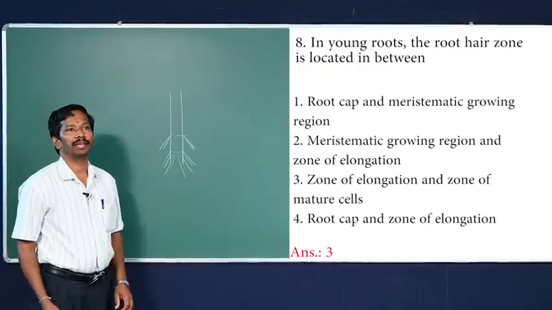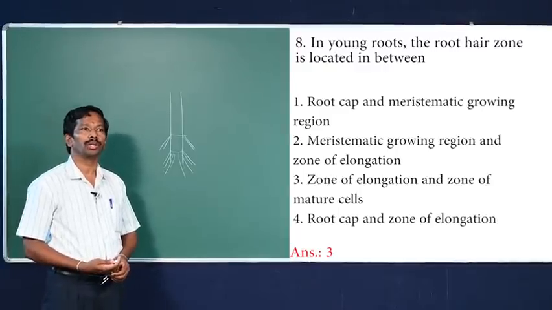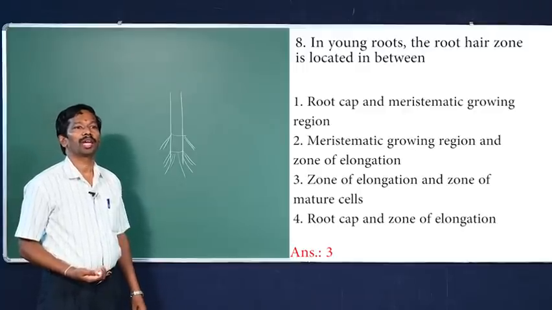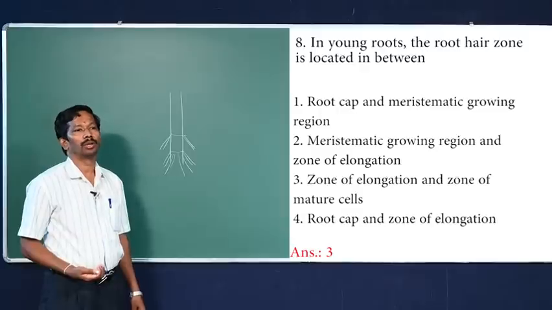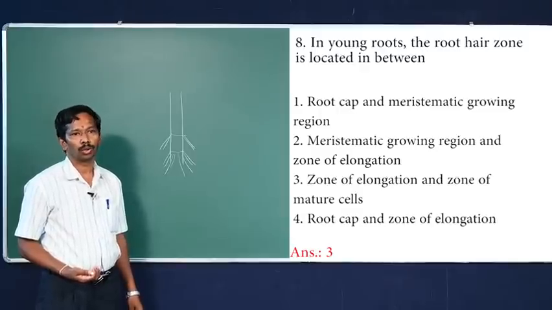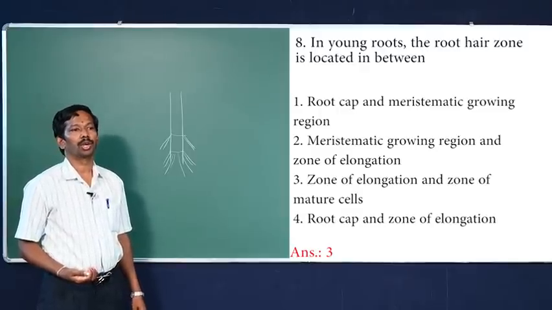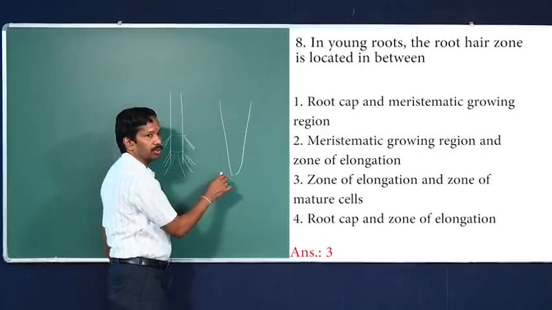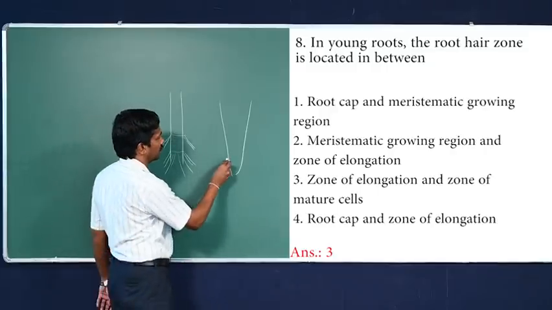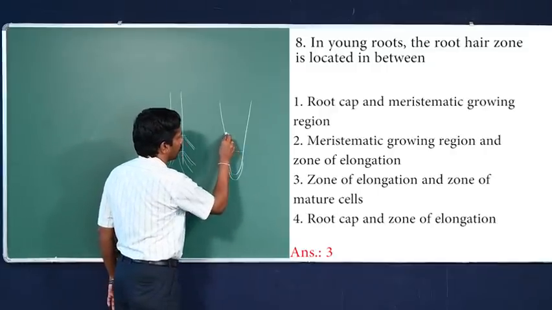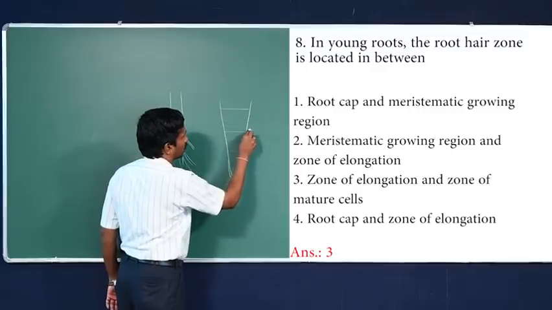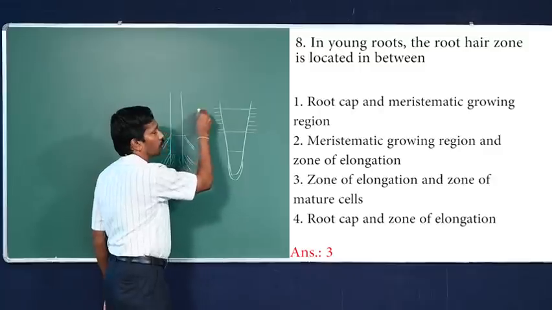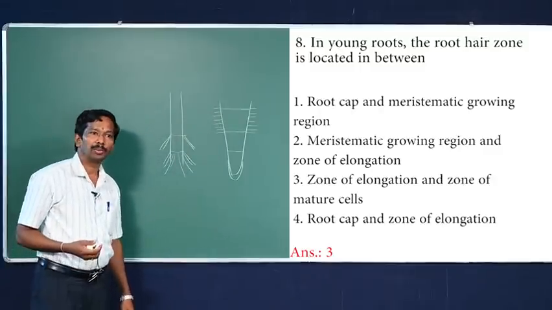Question number 8. In young root, the root hair zone is located in between. First option is root cap and meristematic region. Second option is meristematic growing region and zone of elongation. Third option is zone of elongation and zone of maturation. And fourth option is root cap and zone of elongation. Same diagram. So here in the region of maturation and region of elongation, you can find the presence of root hairs, which are helping in maximum absorption of water.